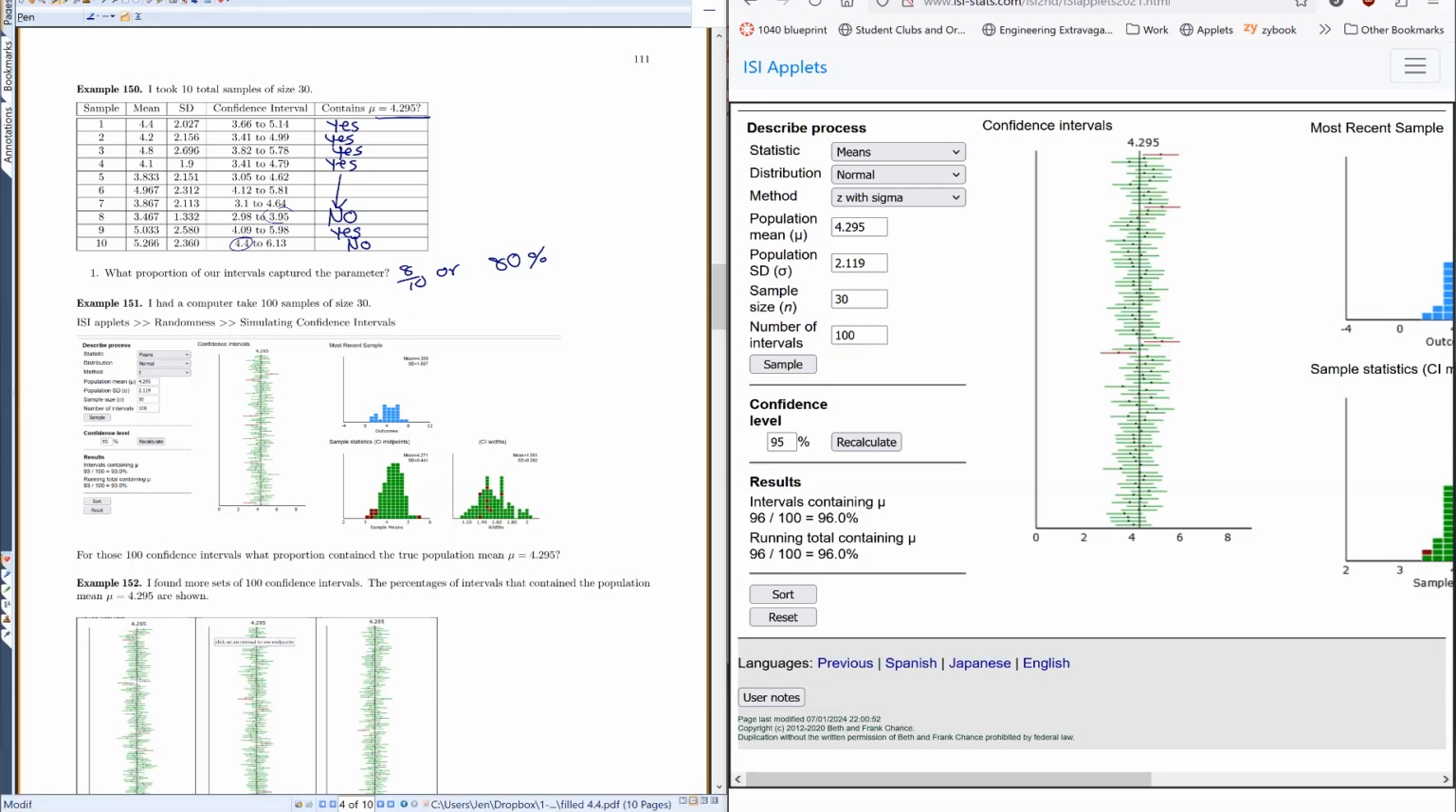So now when I sample, look, this time when I did 100 intervals, there were 4 confidence intervals that did not contain my population parameter. Those ones show up as red. So about 96% did contain my population parameter. If I take a different set of 100 samples, well, this time it was 93% that contained my population parameter. If I take another set of 100, oh, this time I had exactly 95% that contained my population parameter.